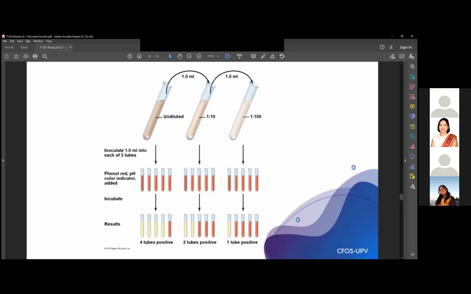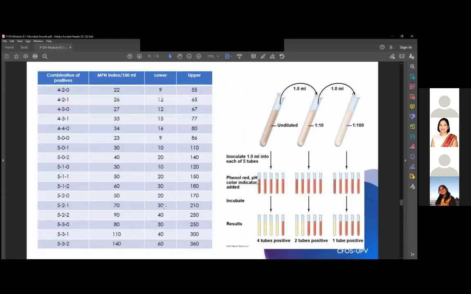There is a table, the MPN table, that you use to interpret the result. So we have here in the next slide, we look for the 4-2-1 combination of positives. So the combination of positives would tell us that there is an MPN of 26 per 100 ml of our water sample. So yan yung kanyang interpretation.